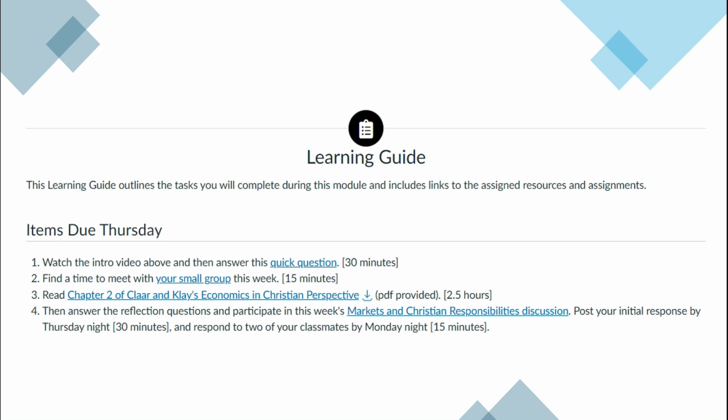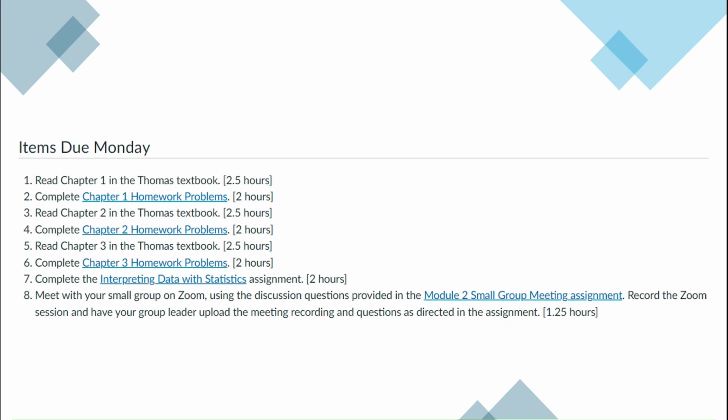For our assignments this week, due Thursday, you'll watch this video and answer a quick question. Find a time to meet with your group. And then we have a chapter of this book talking about economics and Christian perspective that talks about the role that markets play in creating value in society and how that relates to other aspects such as government and society, and how we think about that as Christians. And then after that, we'll look at this reading discussion.